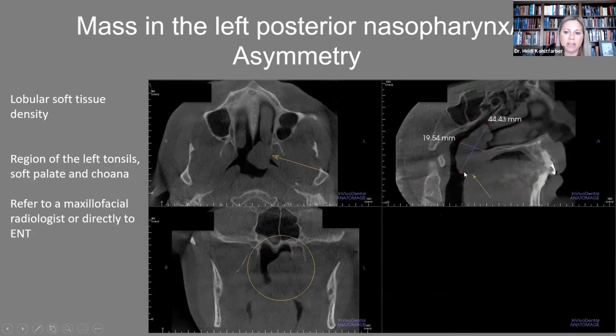Now we can see various masses. This is a soft tissue mass in the posterior nasopharynx region. We've got this enlargement called an antrochoanal mass, and definitely can see that. We need to send this to ENT. This needs to be evaluated and removed and biopsied.